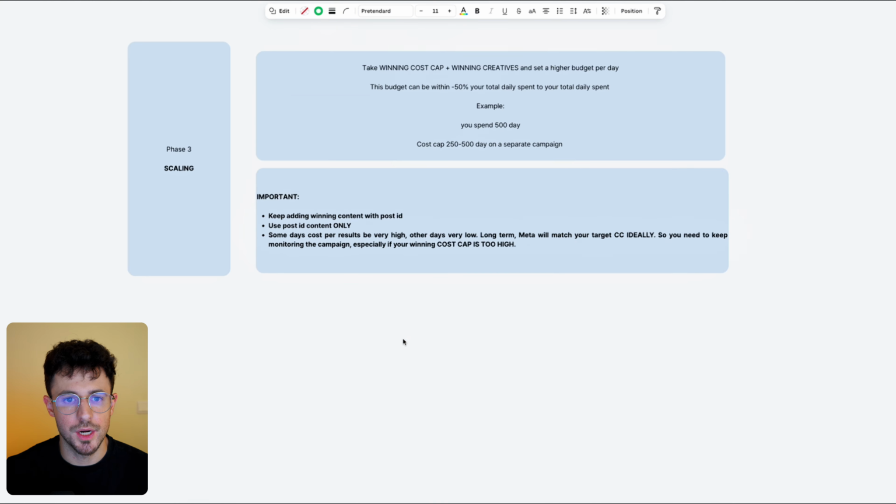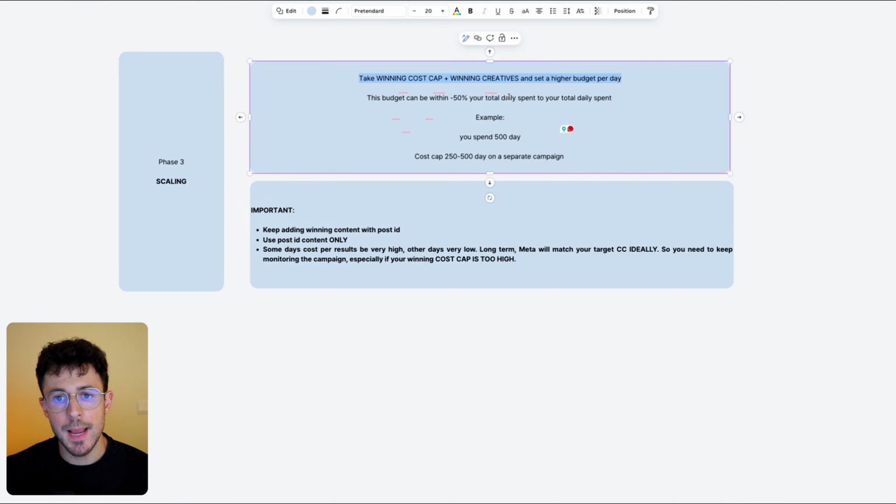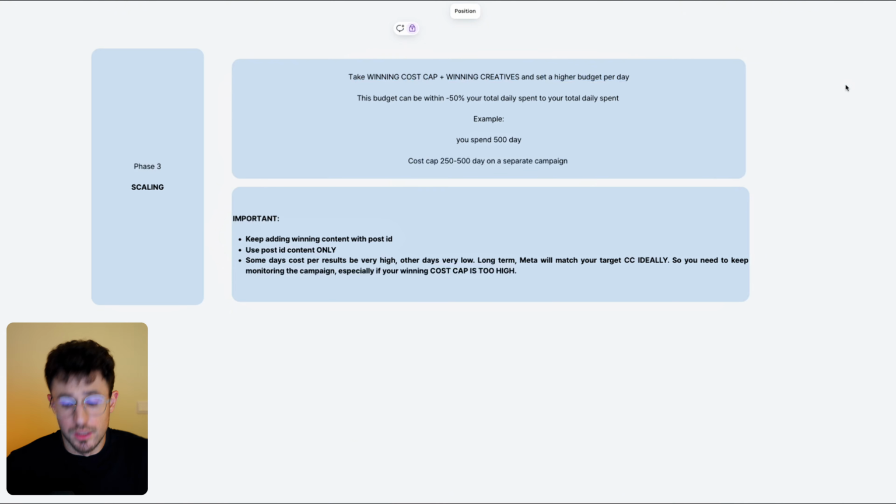So what you want to do here is take your winning cost cap and your winning creatives and set up a high budget campaign with a high budget ad set. It can be a CBO or ABO, it doesn't matter. What matters is that you have only one ad set inside with the best cost cap, so the winning cost cap and the winning ad creatives only.